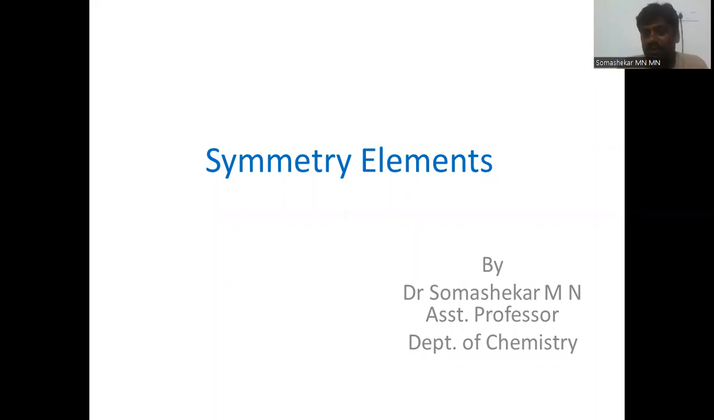Today our concept is symmetry elements. Before going to discuss our concept, let us know about symmetry. What is symmetry?